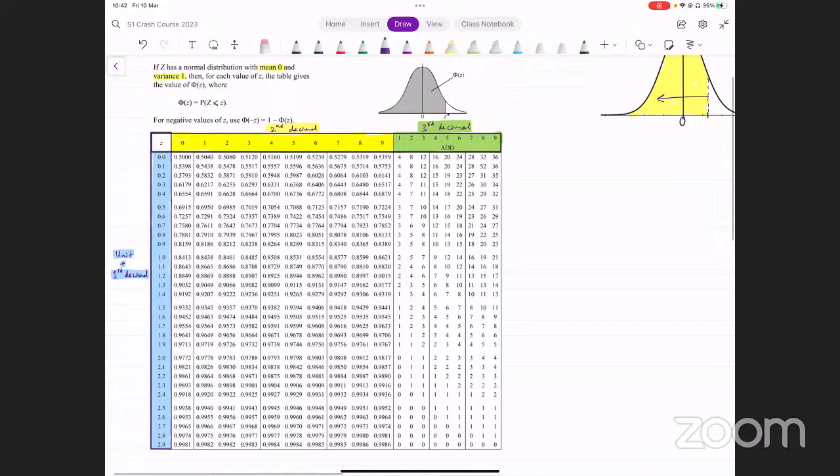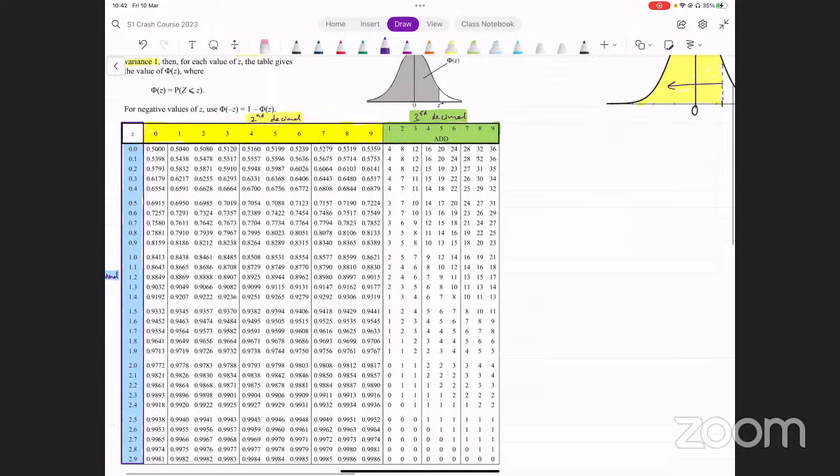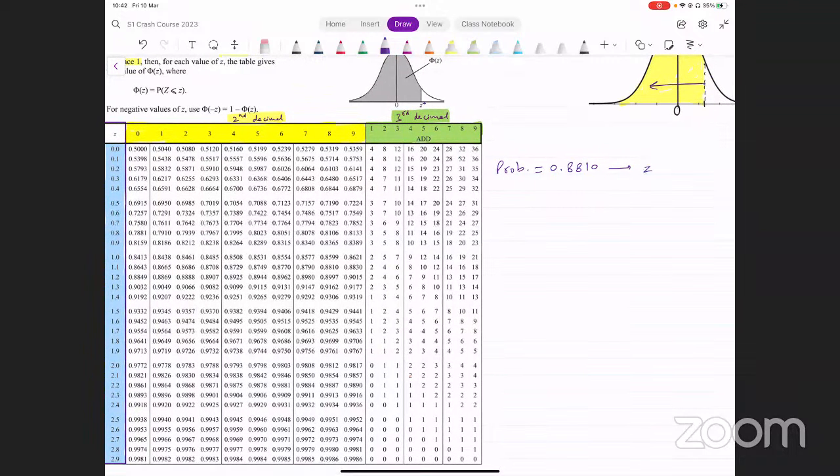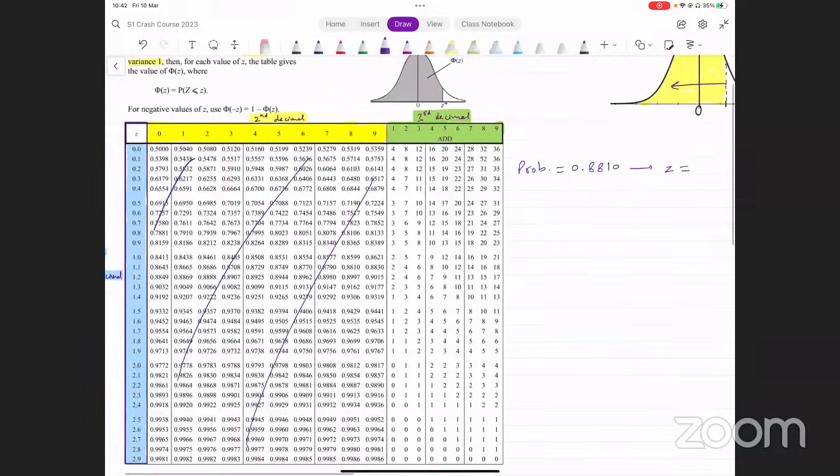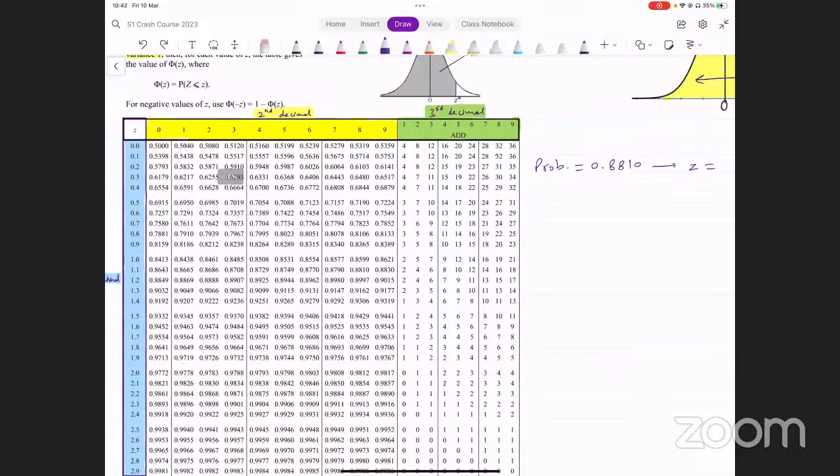Let's say the probability is equal to 0.8810, and we want to find the corresponding z value for this. Now remember, probabilities are given in this region, all of this region. So what we have to do is go to the table and look for this value and see where 0.8810 is in this table. Let's find that value out.